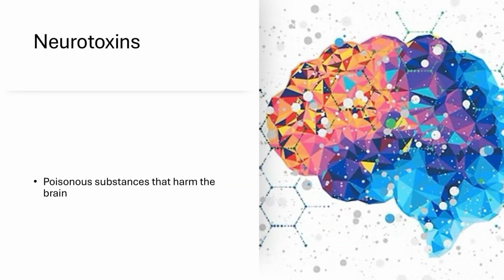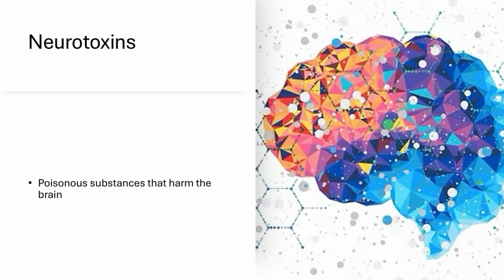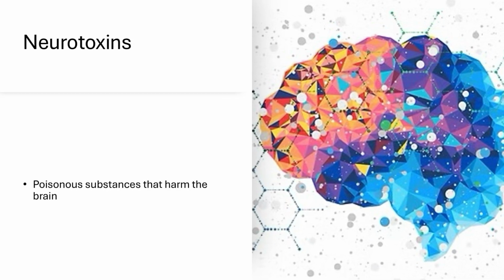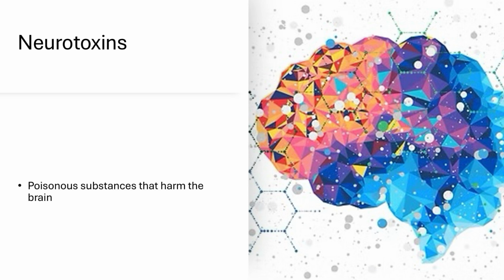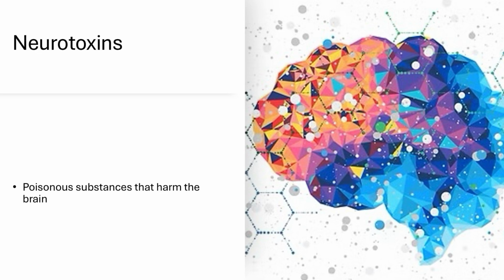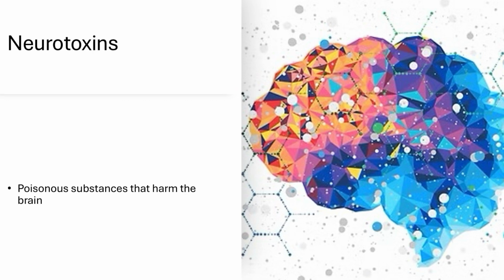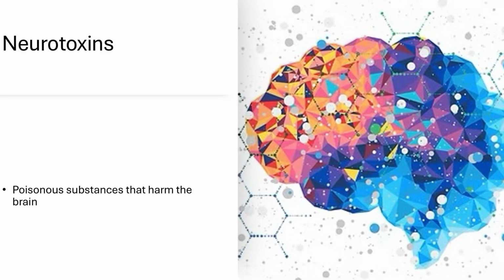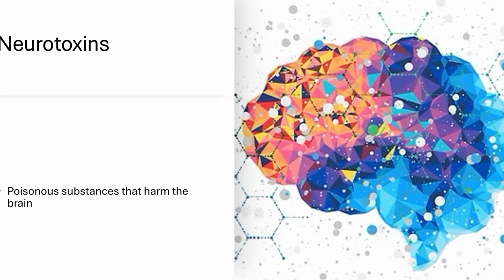Neurotoxins, poisonous substances that harm the brain. What are neurotoxins? Harmful substances that damage brain cells. Common neurotoxins are lead and mercury, found in old paints, polluted water, and some seafood. Alcohol and drugs: excessive drinking and drug use can damage brain cells. Pesticides: chemicals used in farming that can affect the brain if inhaled or consumed. The effects of neurotoxins are memory loss, difficulty learning, muscle weakness, and movement problems, mood changes like depression and aggression, and in several cases, permanent brain damage.